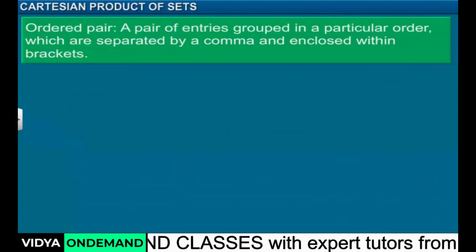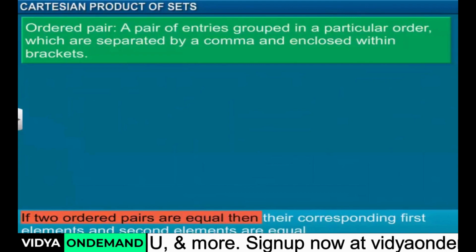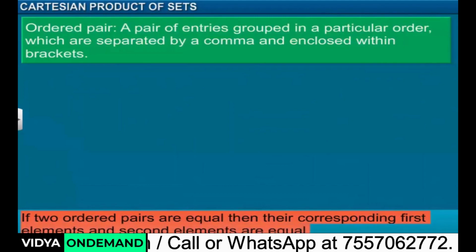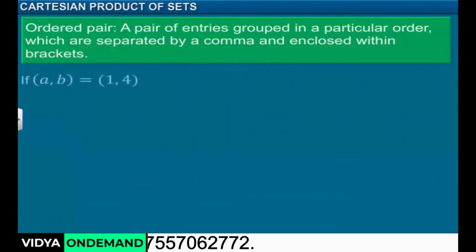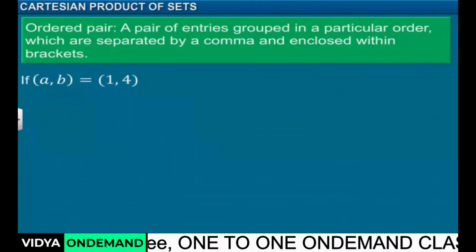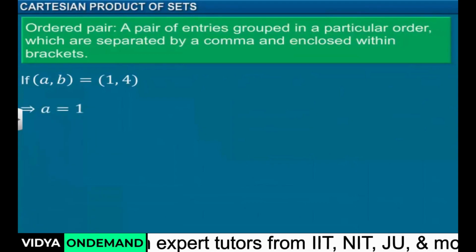If two ordered pairs are equal, then their corresponding first elements and second elements are equal. If the ordered pair (A, B) is equal to the ordered pair (1, 4), then it implies that A is equal to 1 and B is equal to 4.